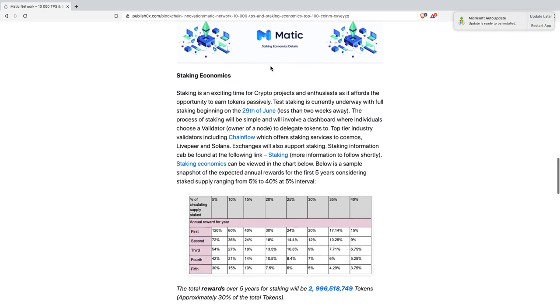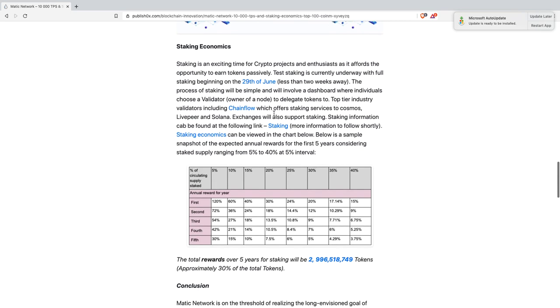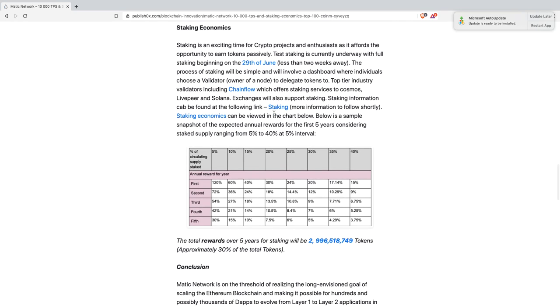Okay, here we go, staking economics. Staking is an exciting time for crypto projects and enthusiasts as it affords the opportunity to earn tokens passively. Test staking is currently underway with full staking beginning on the 29th of June. Staking will be simple and it will involve the dashboard where individuals choose a validator. A validator owns a node to delegate tokens to.